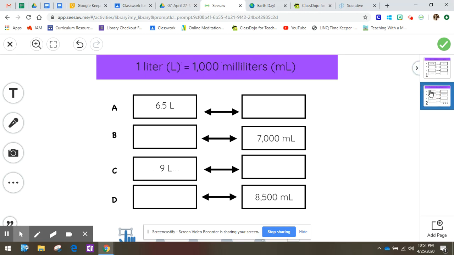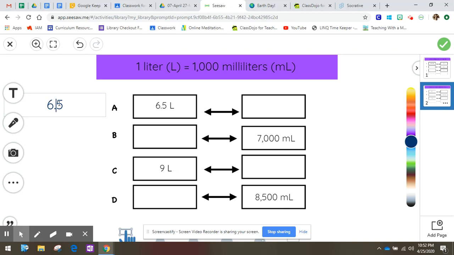Now on page 2, we're basically just going the opposite way. So we're going to start off with liters, and we're going to go to milliliters. So let's look at our conversion again. We start off with 1 liter. So I'm going to put in 6.5 because that's what we're starting with. So if I have 6.5 liters, then I need to make this number 1,000 times larger to figure out how many milliliters I have.